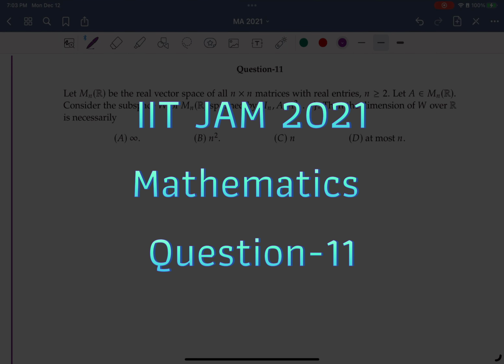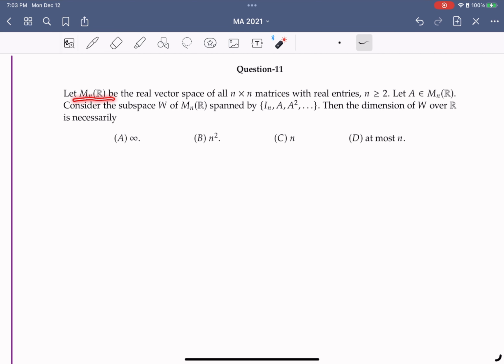Hi, in this video we solve question number 11 of IIT JAM 2021 mathematics paper. Here's the question. M n(R) is the real vector space of n cross n real matrices, n is greater than or equal to 2. A is any arbitrary matrix and W is the vector subspace of the given space spanned by the powers of A.